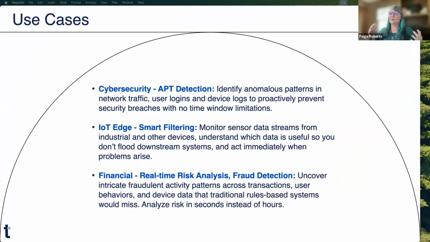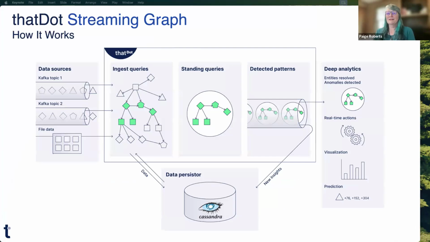Now, this has great applications in cybersecurity, obviously. It's also really good for smart filtering on the edge because it can resolve duplicates and things like that. And it can take this mountain of unimportant data and find the key important bits to pass them down the line. And of course, real-time risk analysis and fraud detection is pretty common. So that's kind of how it works. And that's the 5-minute drill.